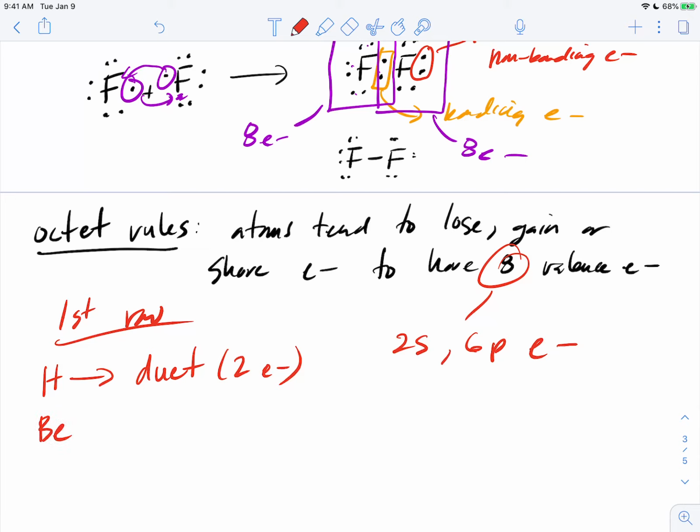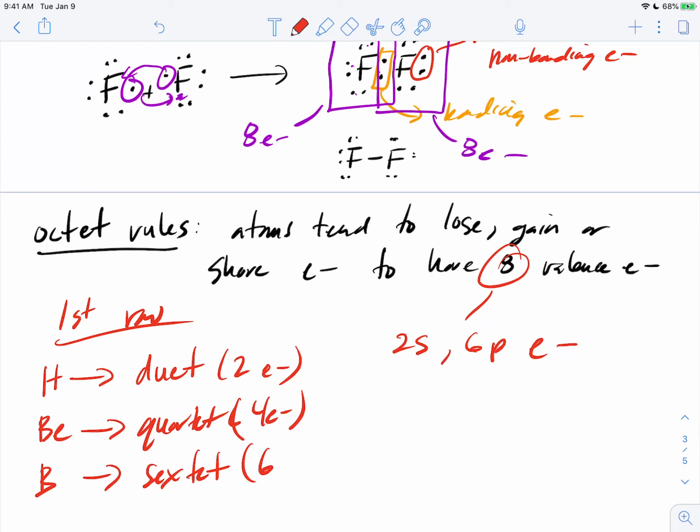Beryllium is also in that first row, and we're going to see that. Well, actually, beryllium's not in the first row. It's in the second row, but we're going to see that it's going to make a quartet, or it's going to be most stable with 4 electrons. And boron is going to have a sextet, and that is going to be 6 valence electrons. But for carbon, nitrogen, oxygen, and fluorine, for those 4 atoms, we will always follow the octet rule.